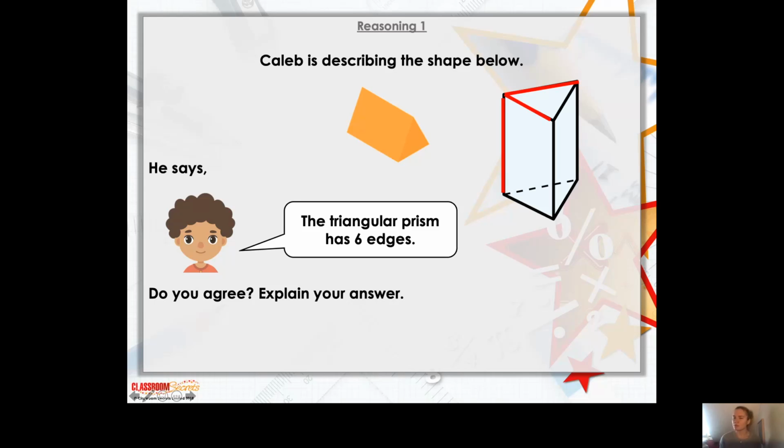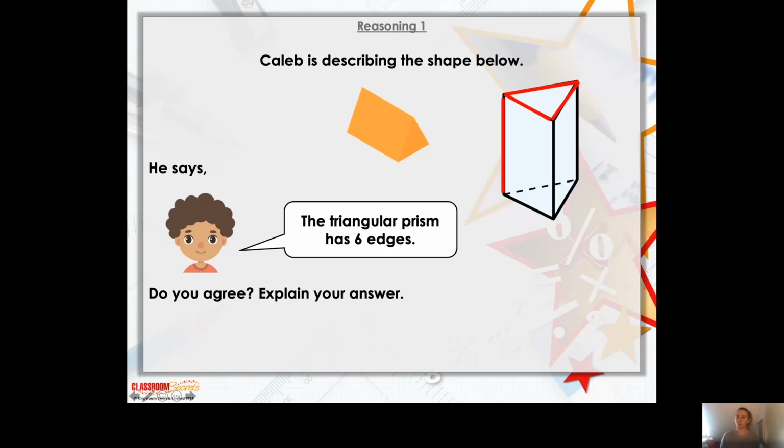Now, could you pause the video and see if you can carry on counting the edges until you've counted all of the edges on our triangular prism and worked out if Caleb is correct or not? Pause the video now and have a go. Okay, year 2, so let's have a look at this together. Well, we had 3 edges so far, so let's keep counting.